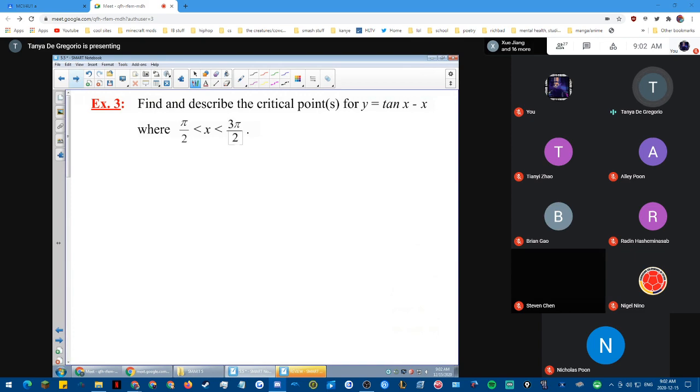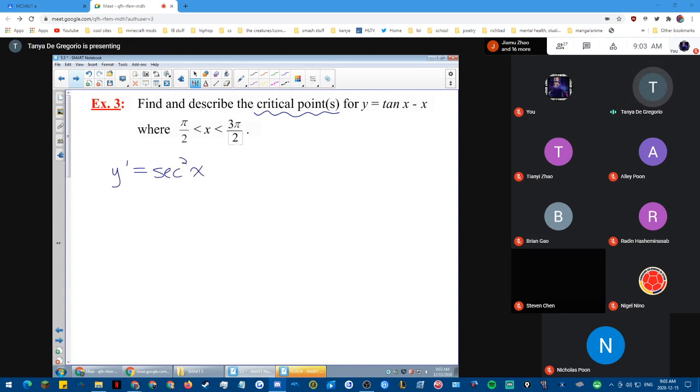All right, example 3. Find and describe the critical points for y equals tan x minus x, where we're given an interval, where x is greater than pi over 2 but less than 3 pi over 2. So we're given an interval. What do I do? I've got to find the critical points. Well, critical points we know means what? First derivative equal to 0. Beautiful.